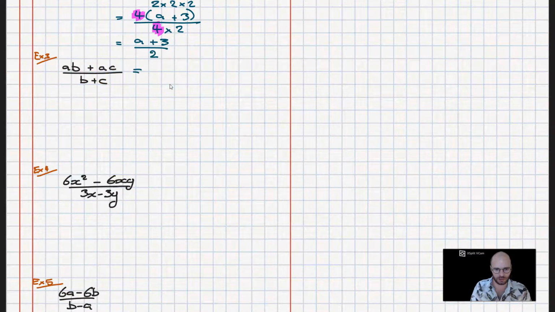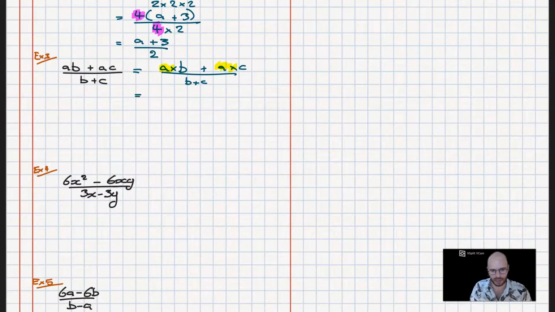So what I'm going to do is try and simplify the numerator again. I'm going to write it as a times b plus a times c, and that's all over b plus c. Now I'm going to ask myself, what is common between the 2 terms in the numerator? And we have a common a and a common a.